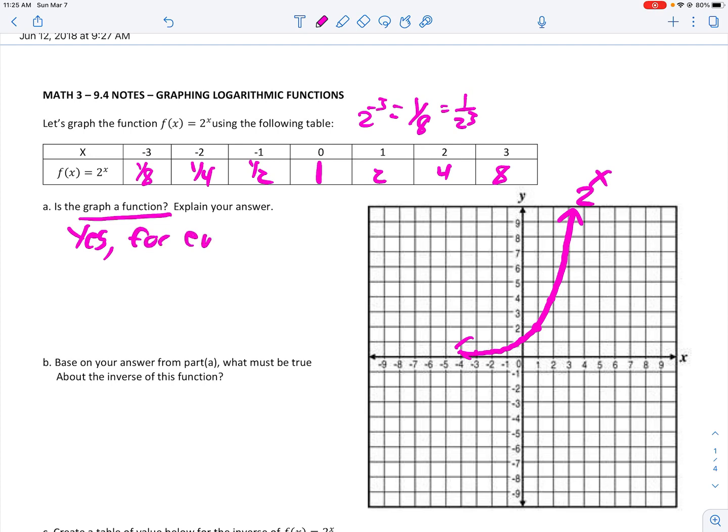For every x value, there is only one y value. So for every input, which is x values, you only get one output, which is your y values. So it would pass what we call the vertical line test. So if we draw a vertical line, it only intersects that purple graph one time. So that is a function.